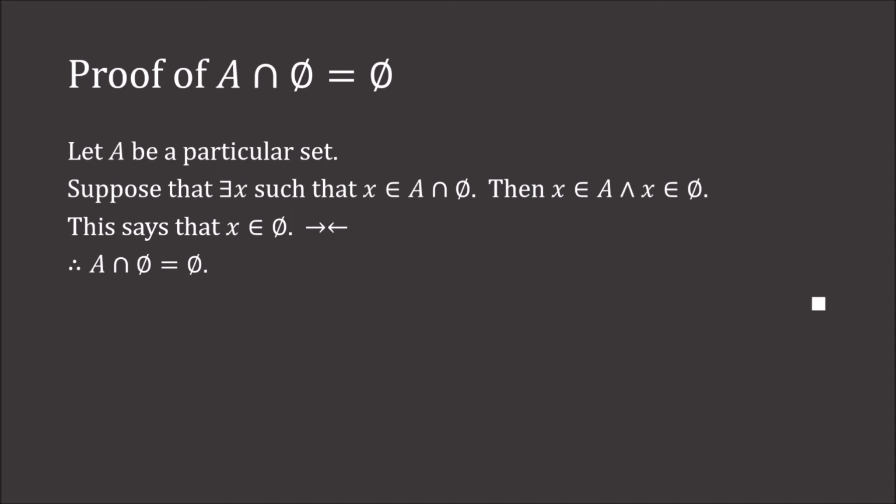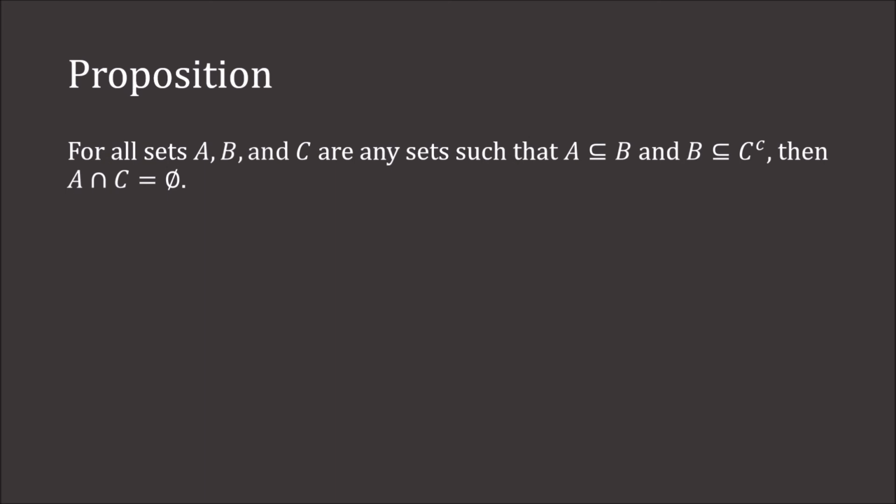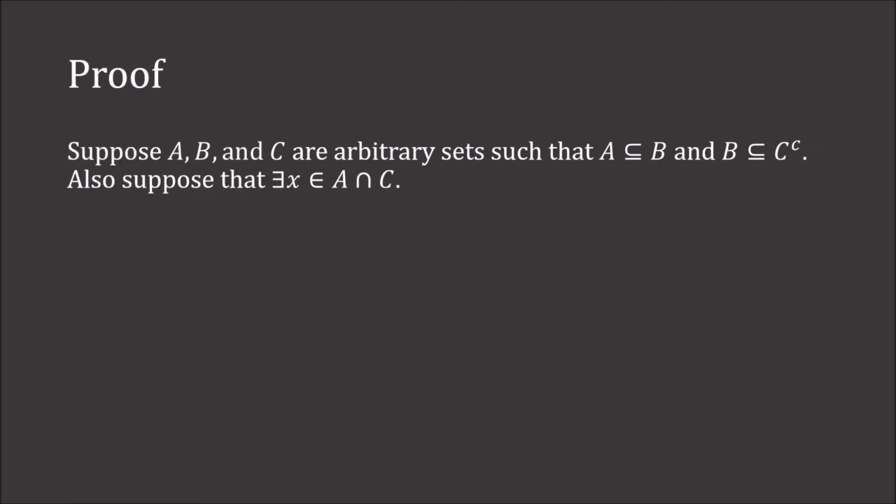All right, so proposition. For all sets A, B, and C, such that A is a subset of B, and B is a subset of C complement, then A intersect C is the empty set. Well, we're going to do this by contradiction. Suppose A, B, and C are arbitrary sets such that A is a subset of B and B is a subset of C complement. Also suppose that there is an X in A intersect C.